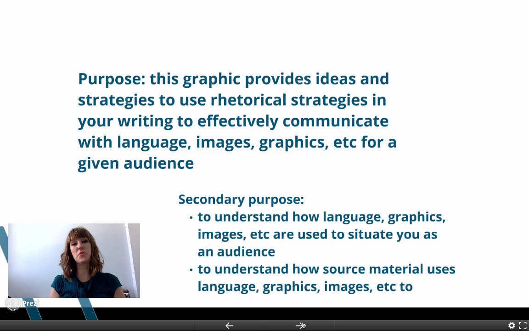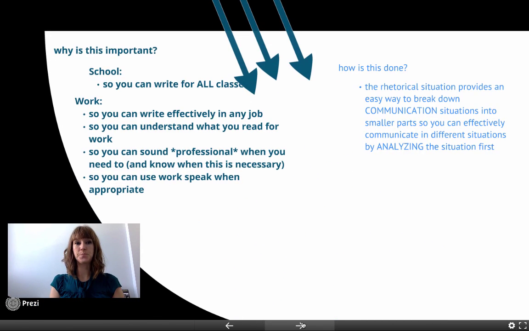The secondary purpose of the rhetorical situation is to understand how language, graphics, and images are used to situate you as an audience, and to understand how source material uses language, graphics, and images to communicate effectively, or to communicate a purpose, or to communicate a very specific message, so that you can understand how communication functions and how it's already functioning around you. So obviously, why is this important?